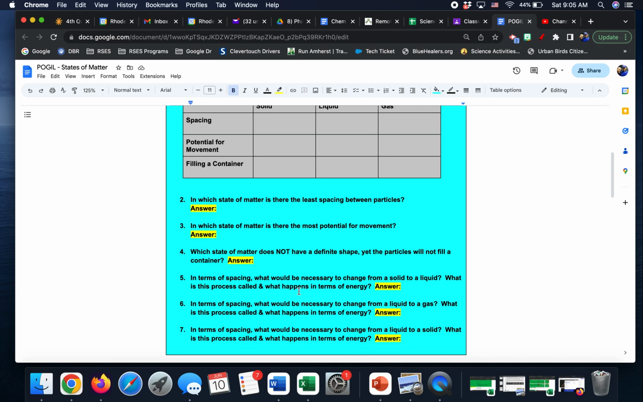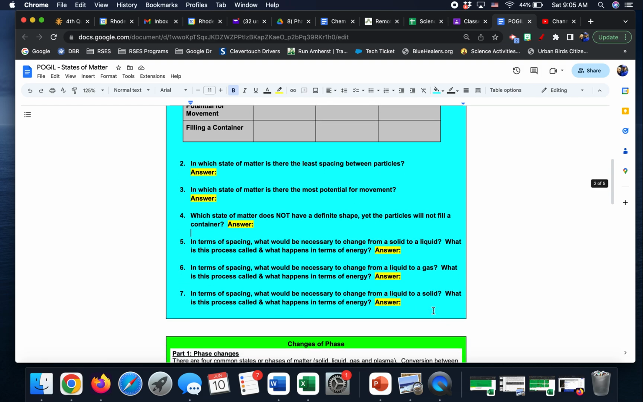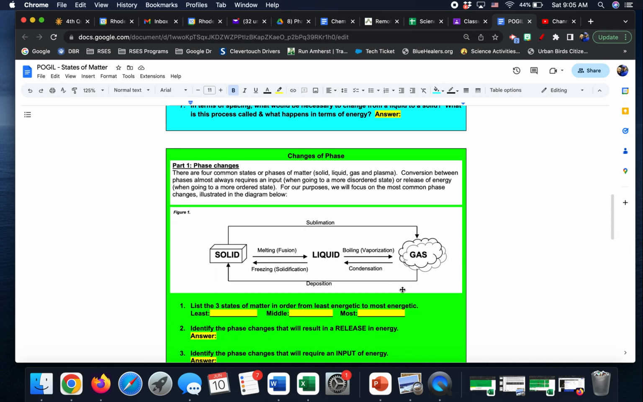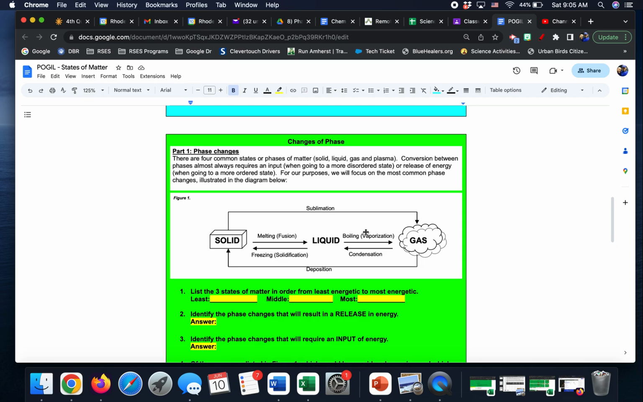Same thing for 6, except this time going from a liquid to gas. And same thing for 7, except going from a liquid to a solid. So for each answer, you're going to describe what's happening: spacing, getting more spread out or closer together, and if you're absorbing or releasing energy. And if you're getting good at your vocab, you can put the term like freezing, melting, condensation, those things. Once you finish that, you're going to look at this next diagram. Make sure you read the background for phase changes. And this picture puts some terms in if you weren't familiar with them yet.